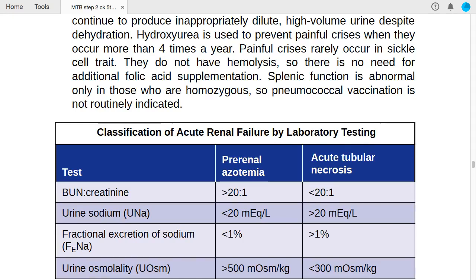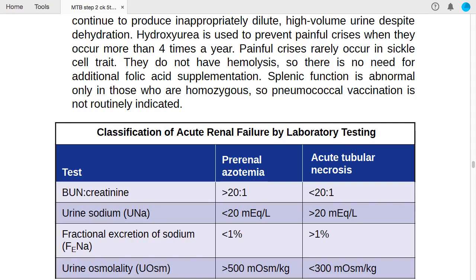Now if it's a case of pre-renal azotemia, this BUN and creatinine ratio will be more than 20:1, but in case of ATN, it will be less than 20:1. We need to consider this ratio, which is more in case of pre-renal azotemia and less in case of ATN. Urine sodium will be less in case of pre-renal azotemia, but more in case of ATN. Fractional excretion of sodium will be less than 1% in case of pre-renal, but more than 1% in case of ATN. And urine osmolality is more in case of pre-renal and less in case of ATN: less than 300 in ATN, which is as compared to the blood, and in pre-renal azotemia more than 500.